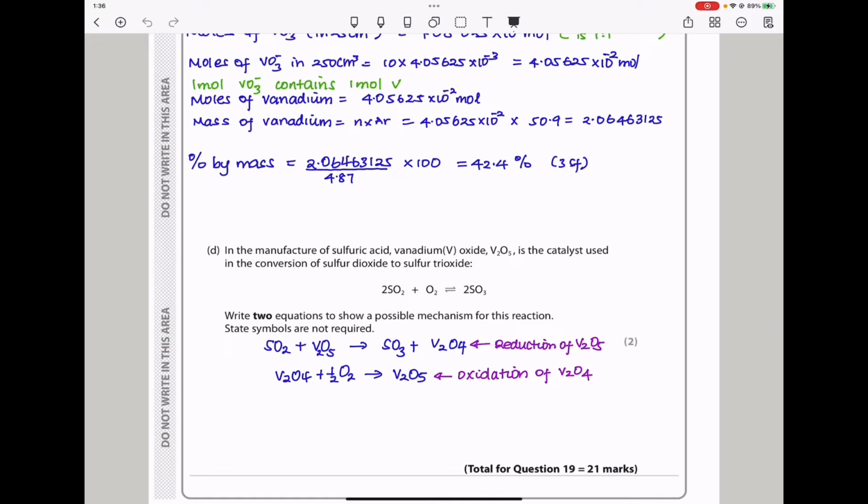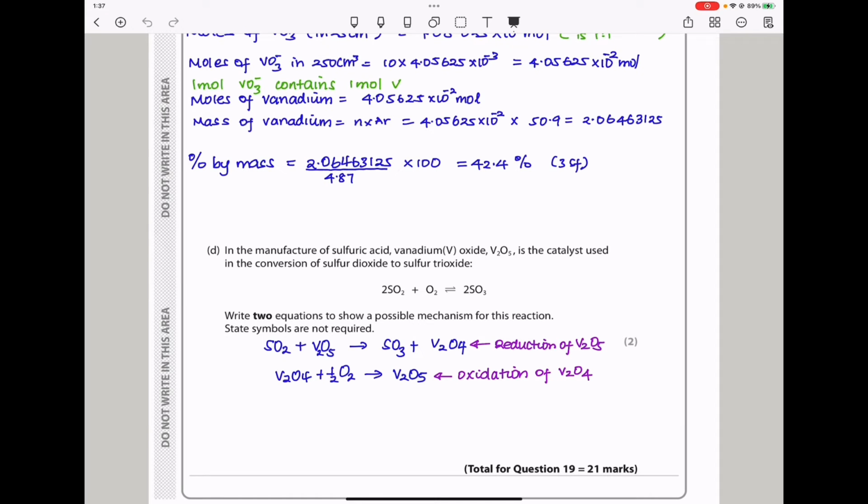State symbols are now required. In this reaction, sulfur dioxide is converted to sulfur trioxide by reacting with vanadium 5, and the vanadium 5 is going to be reduced to vanadium 4. And then vanadium 4 will react with oxygen so that it is oxidized back to vanadium 5. So this brings us to the end of question 19.